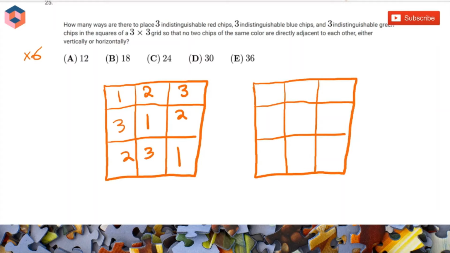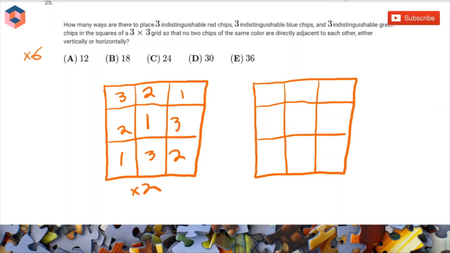So this is one arrangement, but we could have also put the 1s on the other diagonal, so that instead of this arrangement, it would be 1, 1, 1, and we would still do the same thing. Here we would still put the 2, 3, 2, 3, 3, 2. So there's times 2 of these arrangements.